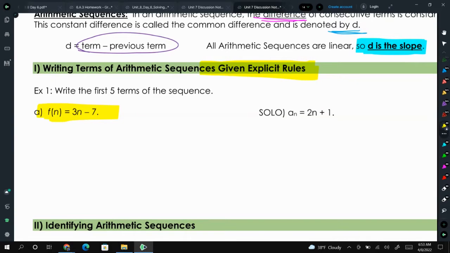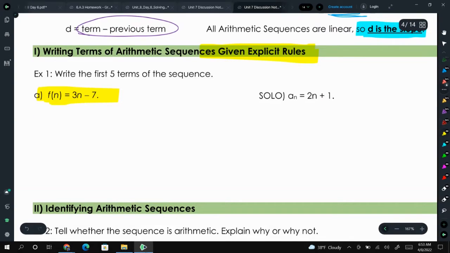Whereas with a recursive rule that we did the other day, I can't look at a recursive formula and say, give me the 14th term, because that recursive formula will use the term before that, or the terms before that. So you have to go in order. Whereas with explicit, you can go right to the exact value.